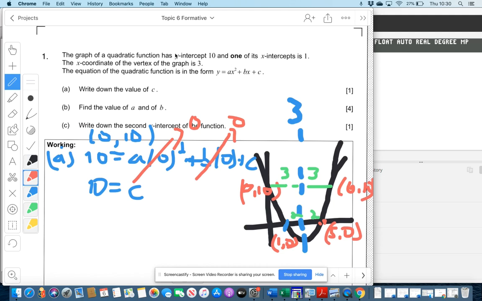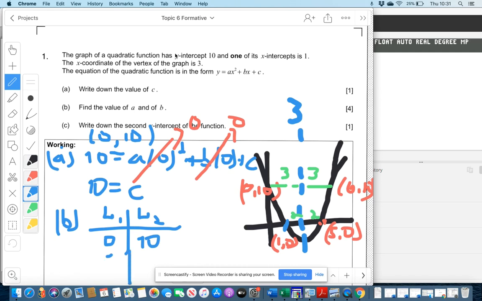The easiest way is to use the TI-84 and just do a quadratic regression. Again, we have the 3 points. We're going to put them into L1 and L2 and do a quadratic regression. So I have x is 0, y is 10, x is 1, y is 0, and then I can put in x is 6, y is 10.